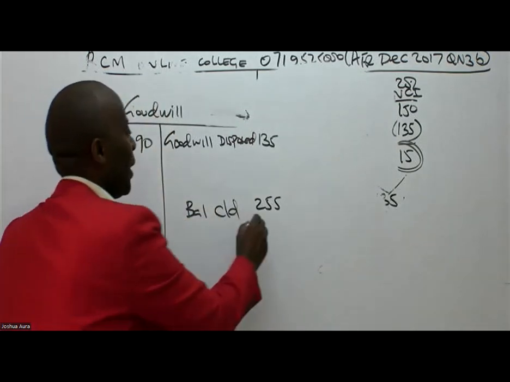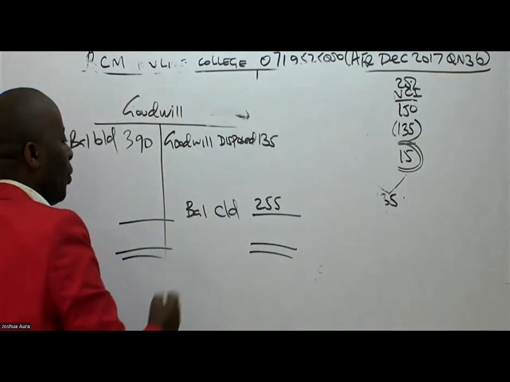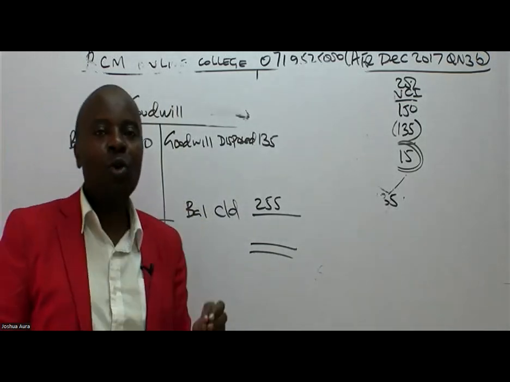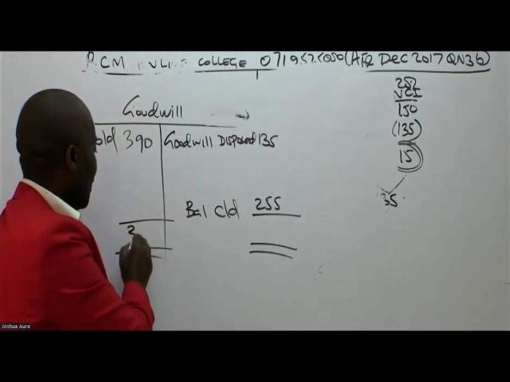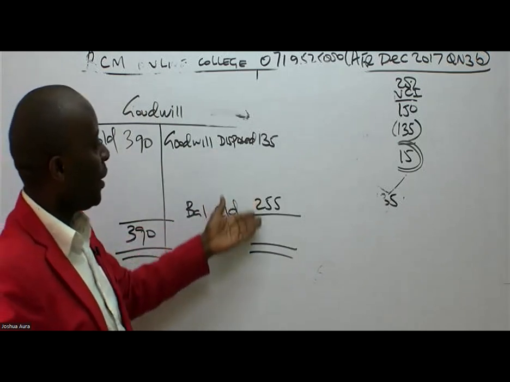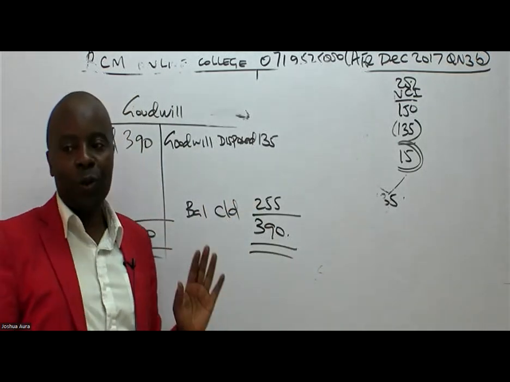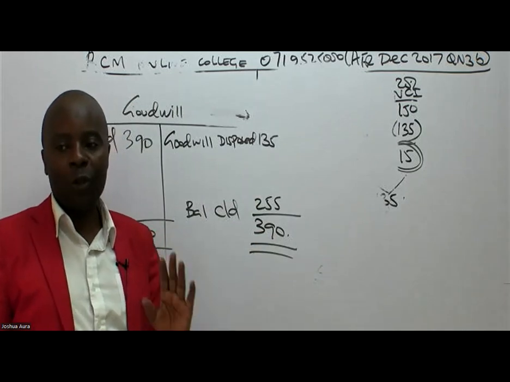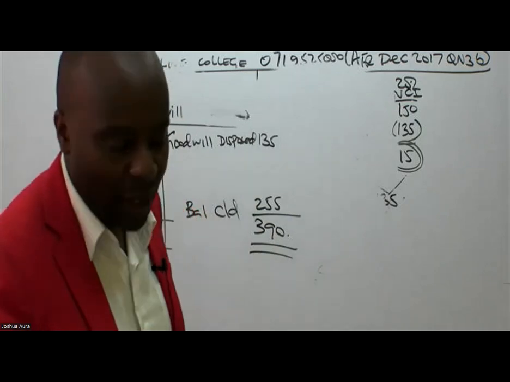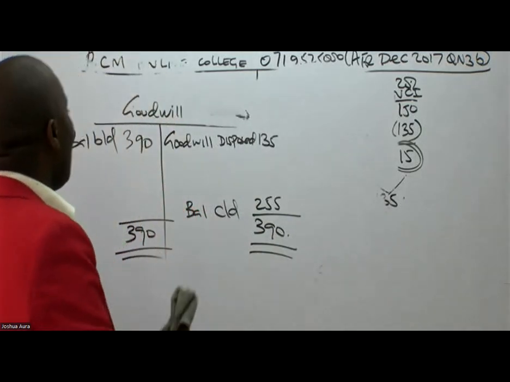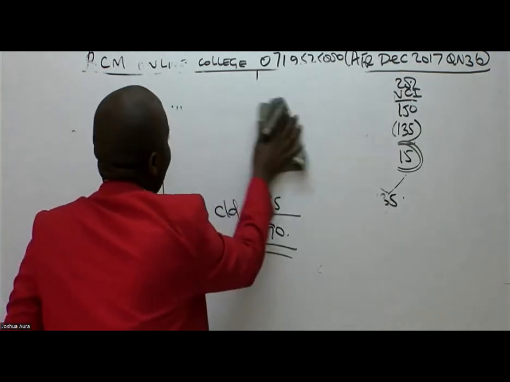So then come and do the balancing. Any difference arising will be as a result of goodwill that was impaired. In this particular case, this is 390 and this is 390. So there was no impairment loss. There wasn't any impairment loss.